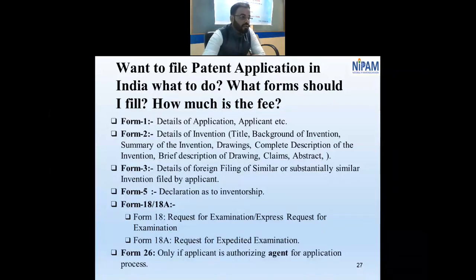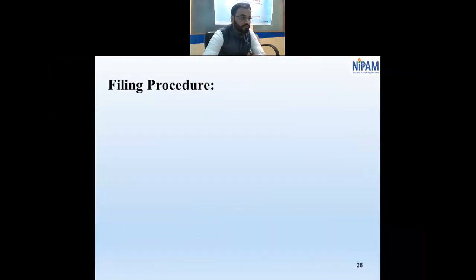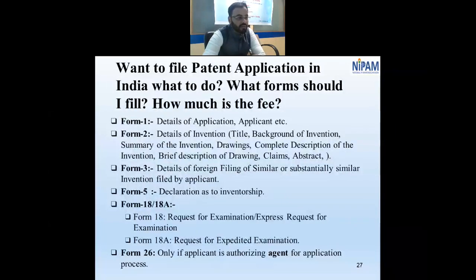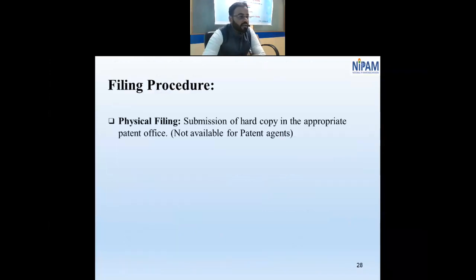If you as an individual do not want to go into all these details and you end up hiring a patent agent, you have to provide an authorization letter to that particular patent agent. This authorization is provided through Form 26. So Form 26 is basically an authorization letter which is provided to the patent agent who will represent you in the intellectual property office on your behalf. So this was the bare minimum requirement.